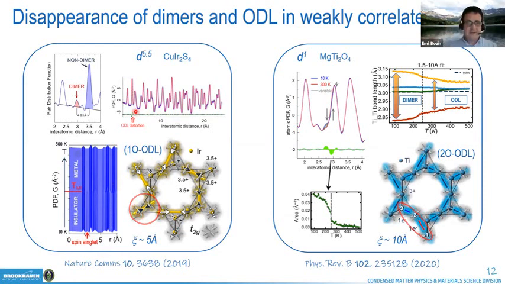Instead, what it turns out is that there is actually a signature in PDF at high temperature of a different type of distortion, different than spin singlet dimers, that exists and persists all the way to the highest measured temperature in both systems. That has a relatively limited correlation length of the order of sub-nanometer length scale. So we basically have a large distortion that corresponds to spin singlet dimers that get replaced by a smaller distortion, which we call here ODL.